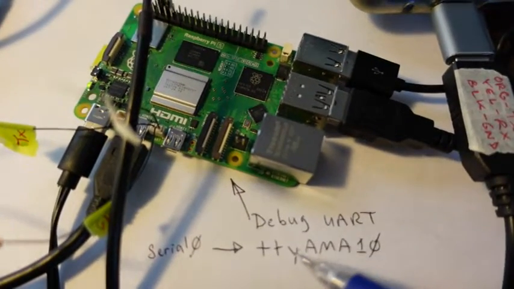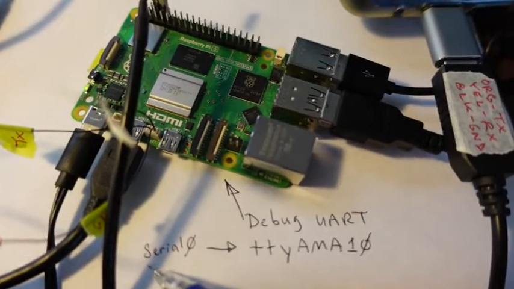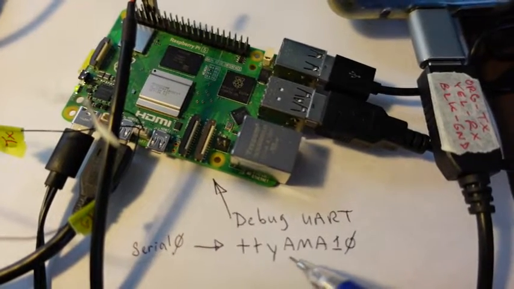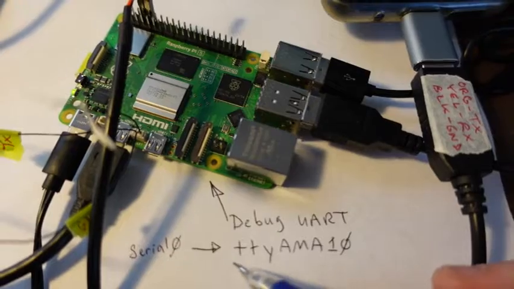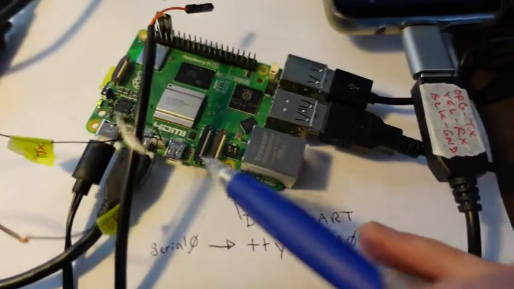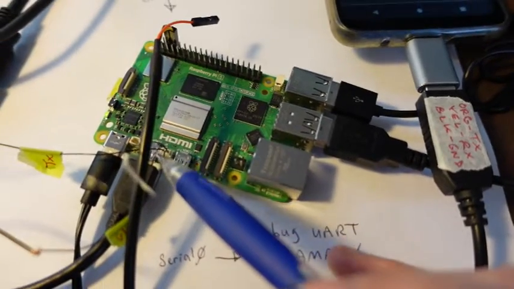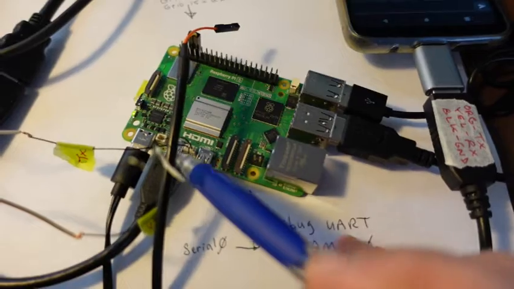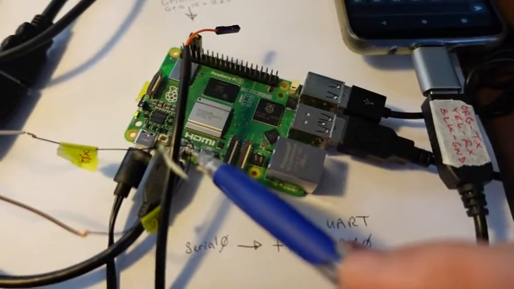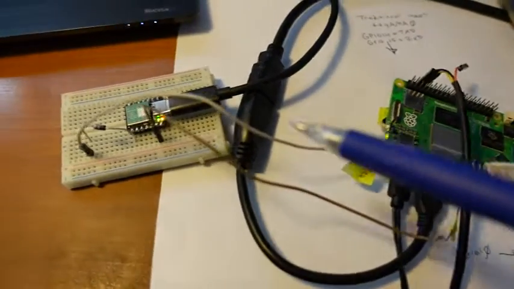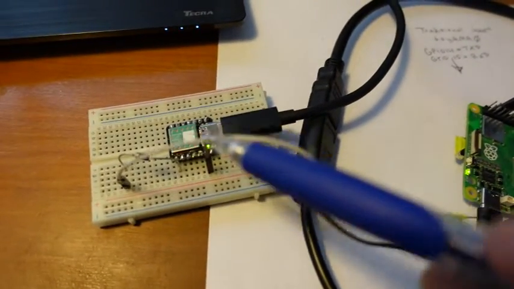And this is serial 0, which is the alias for TTY-AMA-10. And this is always active and enabled. Now, on this port, you can get a cable and break it out. The left is TX, the middle is ground, and the right is RX. So you can take that and connect it to a chip.